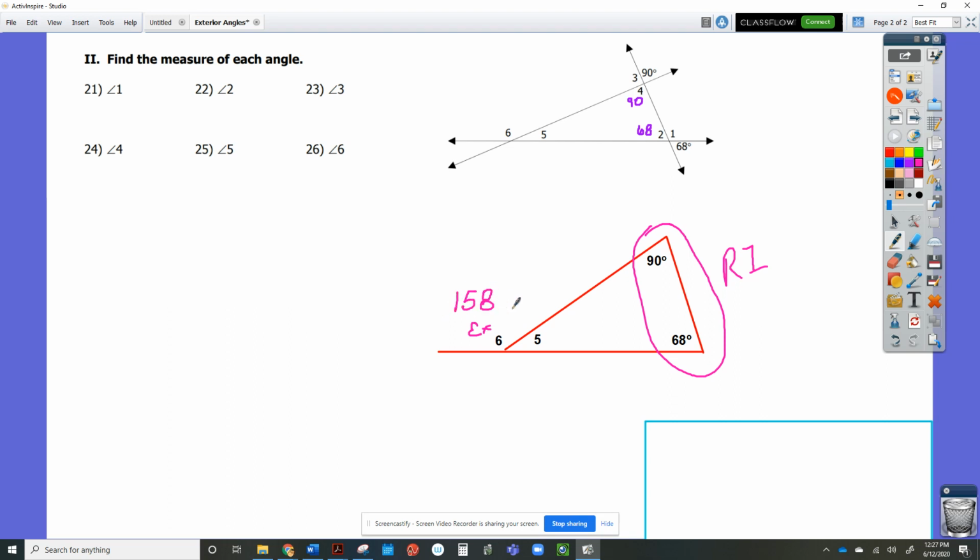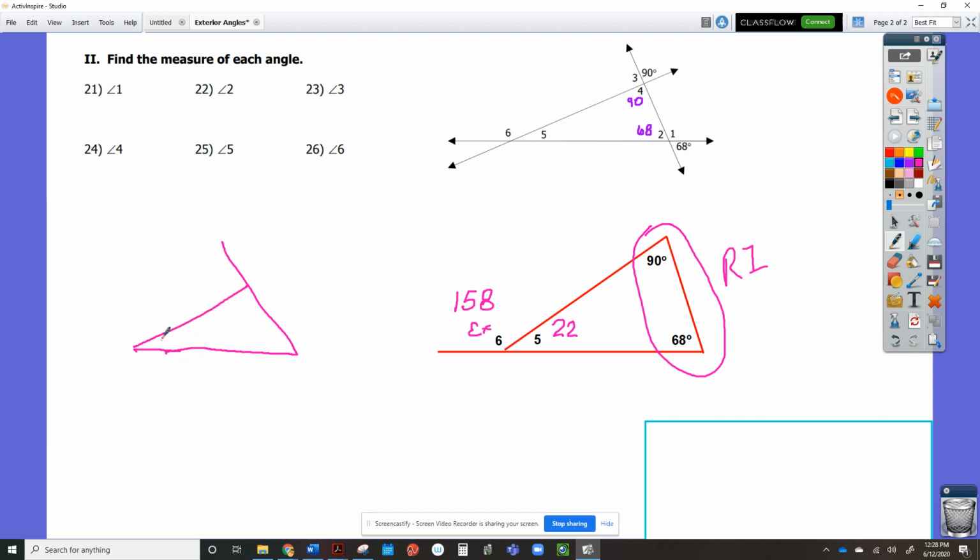And if that's 158, then we can calculate this one pretty easily because they're supplementary. They make a linear pair. And so we subtract 158 from 180 and we get 22. And so that gives us these two right here. Again, I would probably redraw my picture. And this time I would draw my triangle with maybe this one extended.